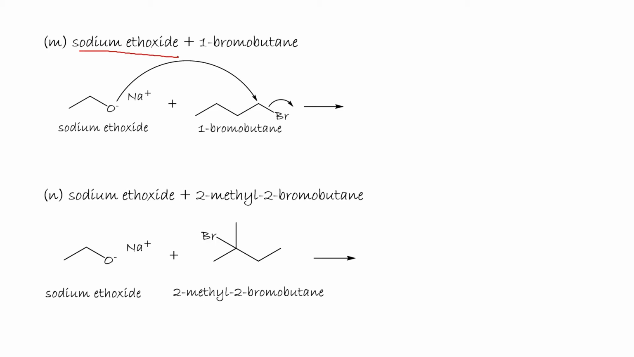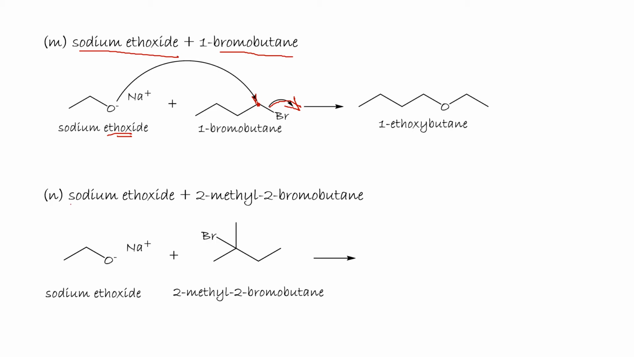Sodium ethoxide with 1-bromobutane. The ethoxide will act as a nucleophile on the carbon here, kicking this out. It's an SN2 mechanism to form 1-ethoxybutane, or we can call it butyl ethyl ether.